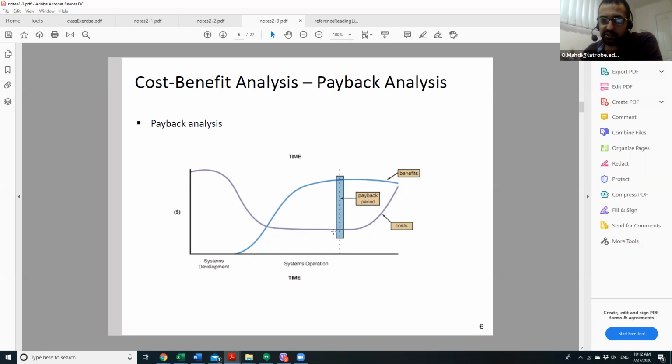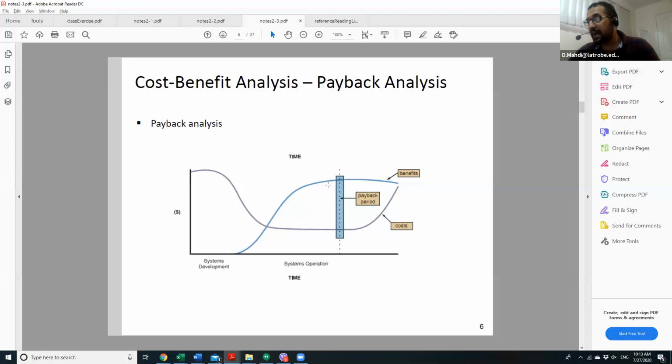And of course we will have an example about that. But just to give you a picture, the cost through time will go down, the benefits through time will go up. And when the cost and the benefits for a period of time are equal, or the benefits are slightly more than the cost, we call this period of time the payback analysis. And this is exactly what we are looking for.